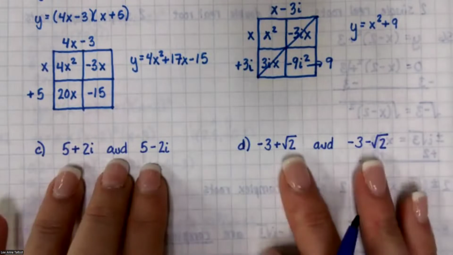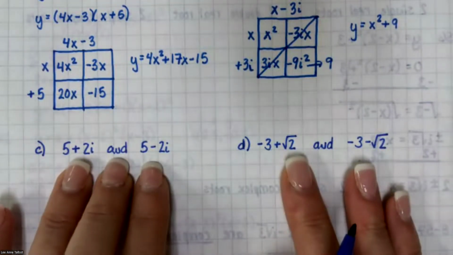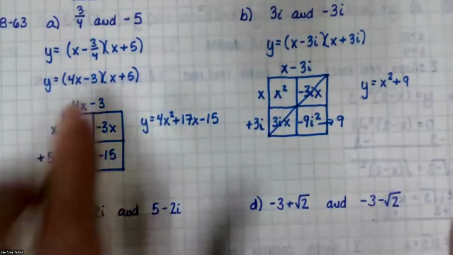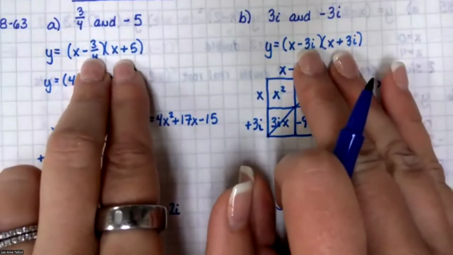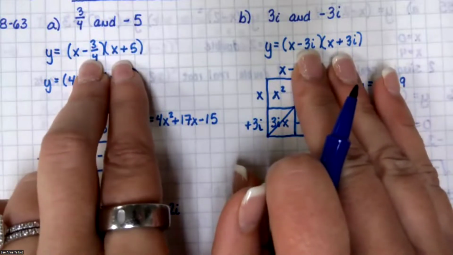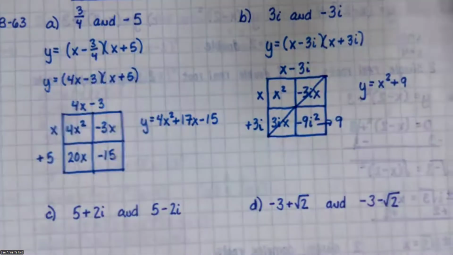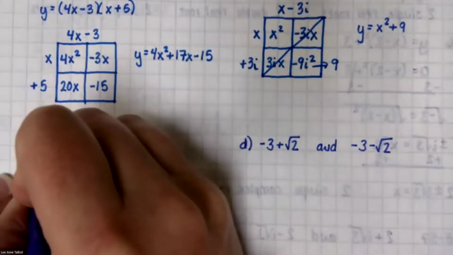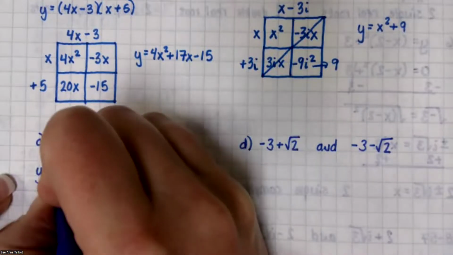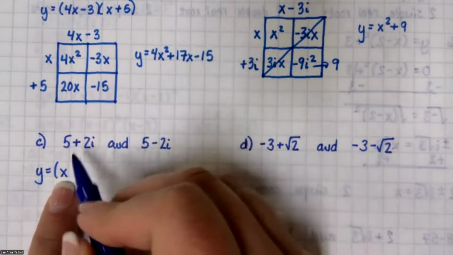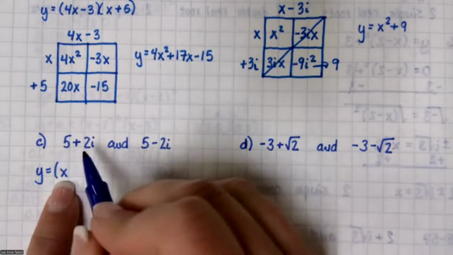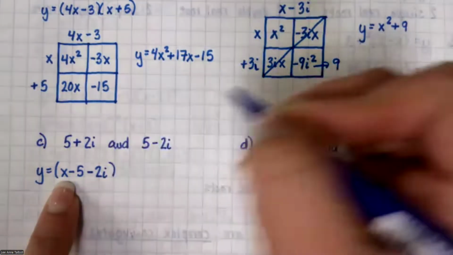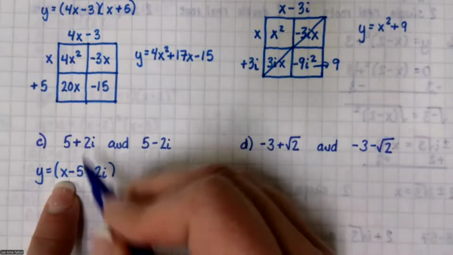Okay, now these are more challenging to do. The first step is the most important. And I want to scroll back up here. What did I do to get the standard or the factored forms of these? Reverse the sign. Beautiful. Okay. If you know that, then you're good. Y equals x. Now, when I reverse the sign, I need to reverse all the signs is what I mean. So x minus 5 minus 2i. That's this one.